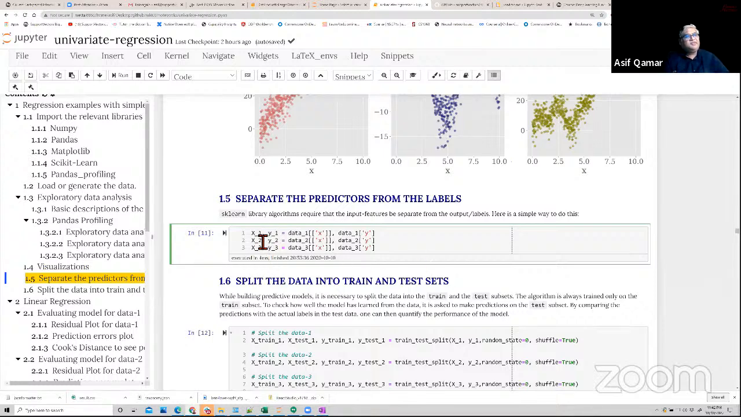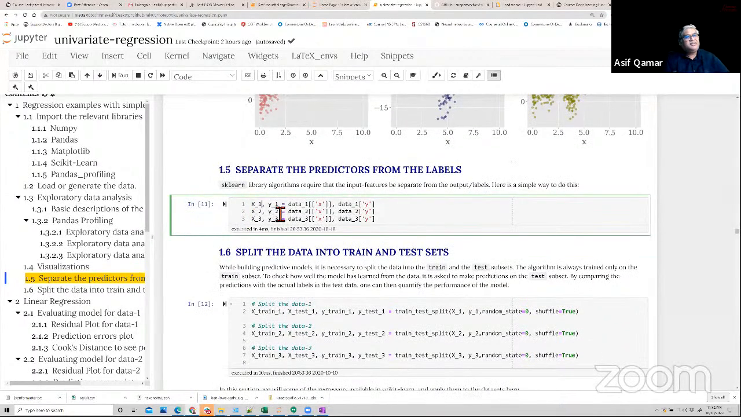But do you notice that I'm using a capital X? It is very common for people to use this notation. No reason why you should, but it's very common to use this notation, capital X and little y for this data. So you have the data now split, the feature is separated, the predictor is separated from the target or the output, which is y.